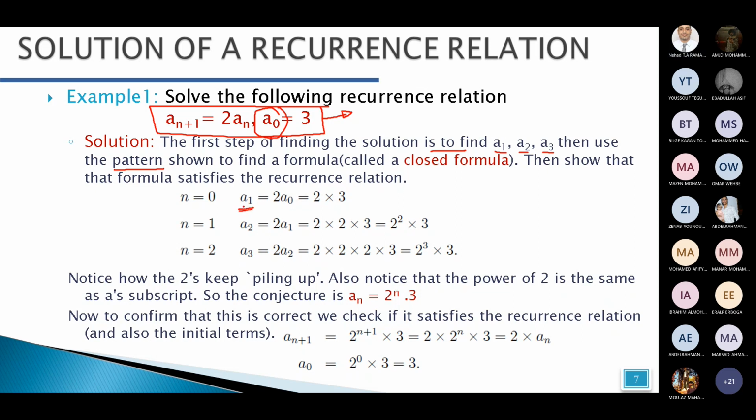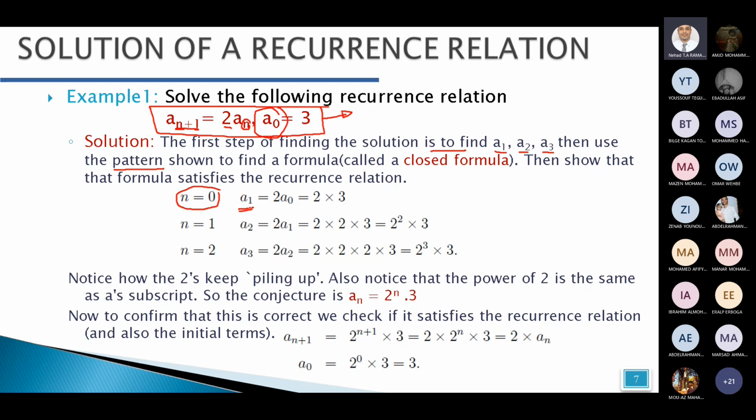Okay, term A1 means n is 0, because 0 plus 1 means 1. So it's equal to A0. Why does term A1 here mean n is 0? Because each term is n plus 1. So for term A1, n equals 0.